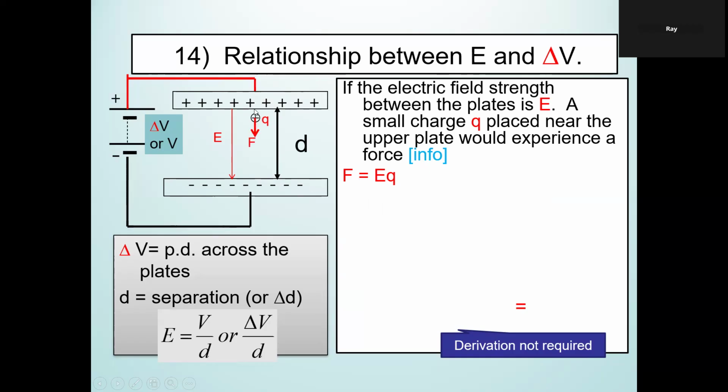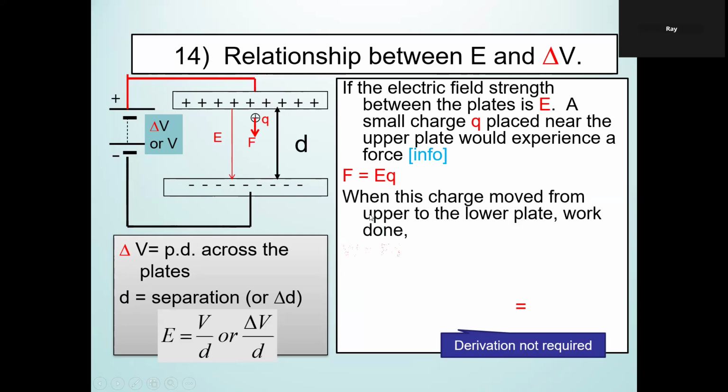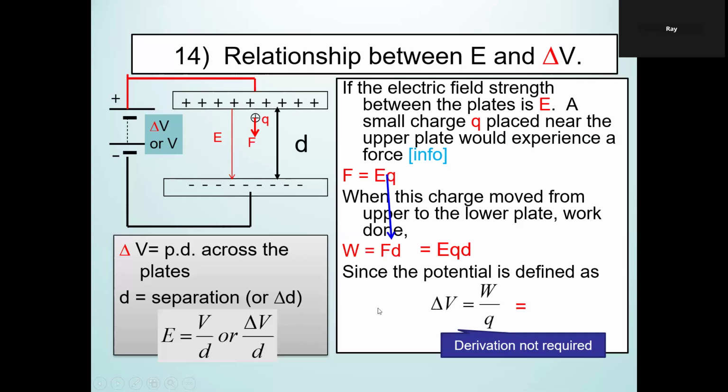Then if it's required to move from the upper plate to the lower plate, the work done is force times distance. And then replace our F by EQ to get that. Since the potential is defined as work done divided by the charge that we move, so EQ over Q. Okay, so that's the formula we have got. Know how to use it and memorize it.